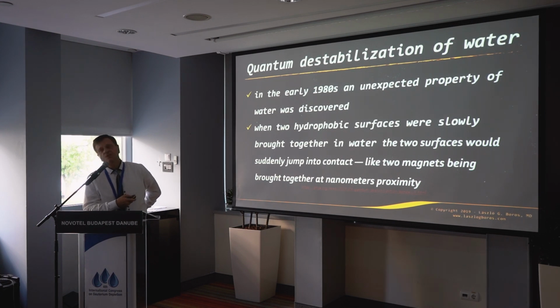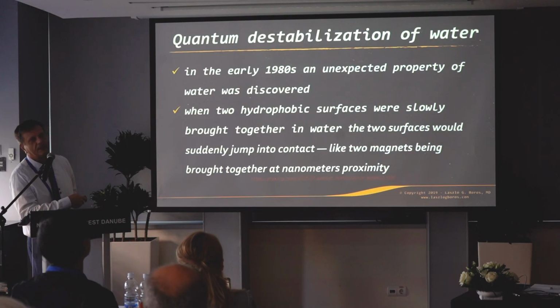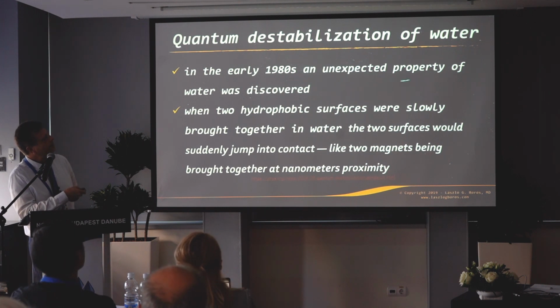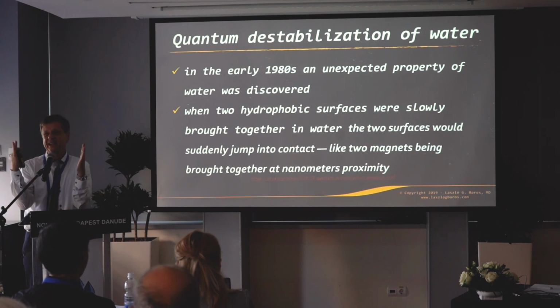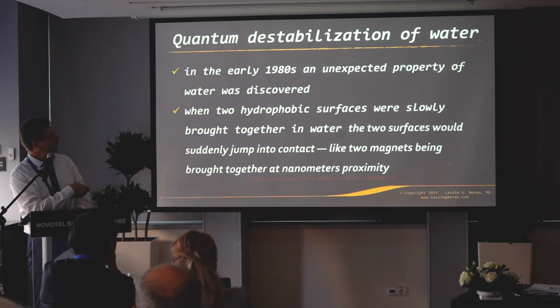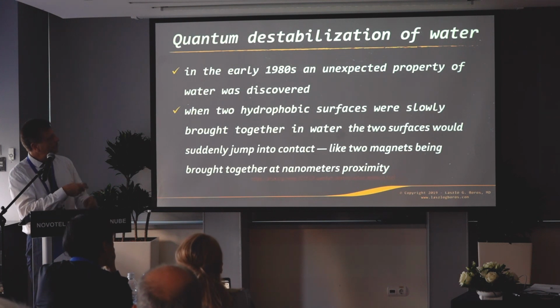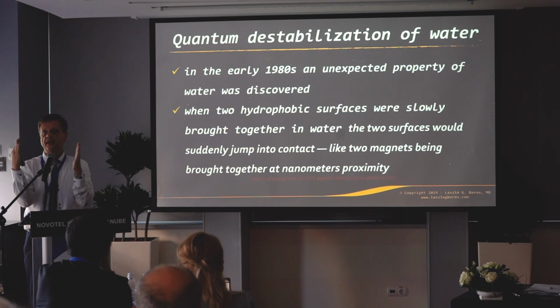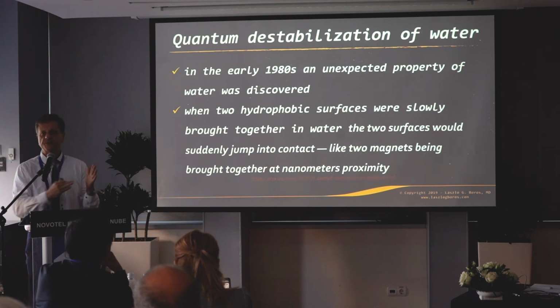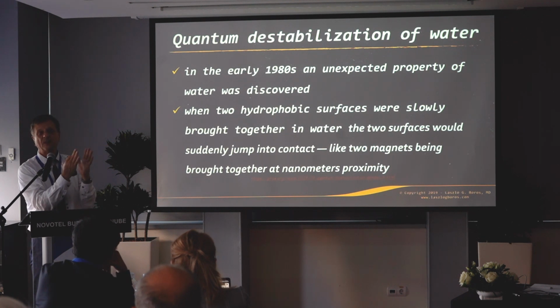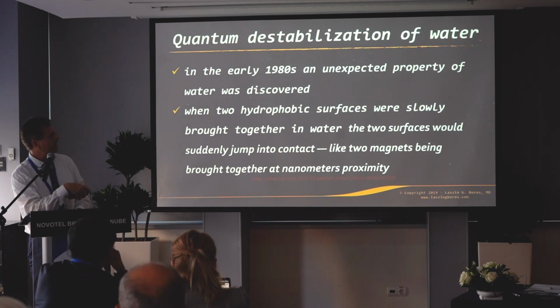It's called the quantum destabilization of water, or protons, and this paper came out from the University of California, San Diego, in collaboration with a university in Saudi Arabia. But in the 1980s, there was an unexpected property of water discovered: when you were moving two hydrophobic surfaces, surfaces that don't really like water too much, slowly together at a certain distance, these two surfaces kind of jump together, which people did not truly understand. It was just an unexpected finding. Why would two surfaces, when they come close to each other in water, attach to each other? They are like magnets, they stick together.